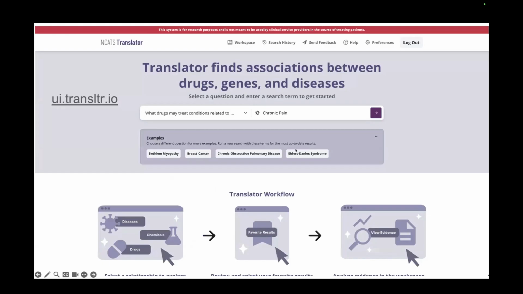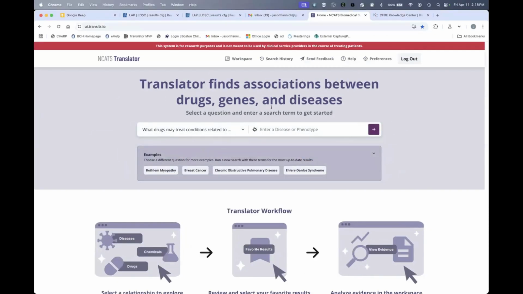But fortunately, you do not need to use TRAPI or anything like that. You can go to the Translator user interface at ui.translator.io, where there's no vowels at the end for some reason. Let me just show you what that looks like. Right now, Translator does not let you just explore the full knowledge graph of all its nodes and edges. We're working on queries that allow you to say, here are two entities, can you find paths between them?